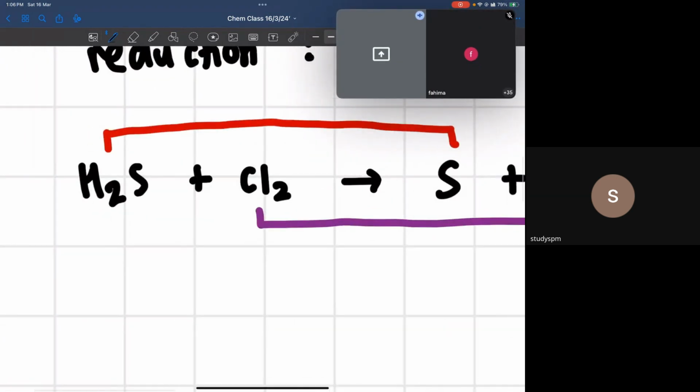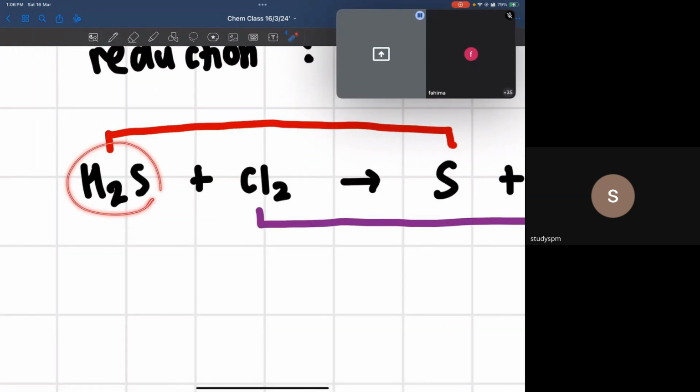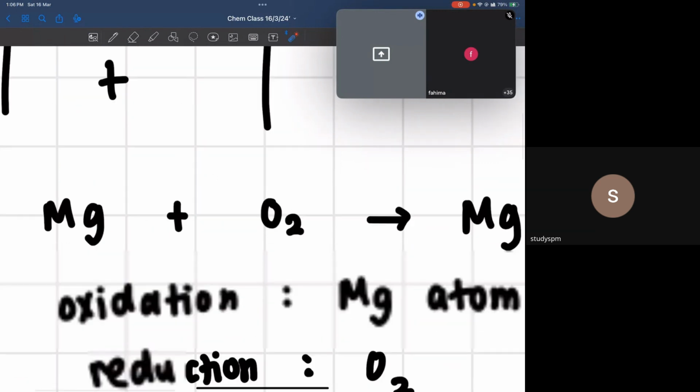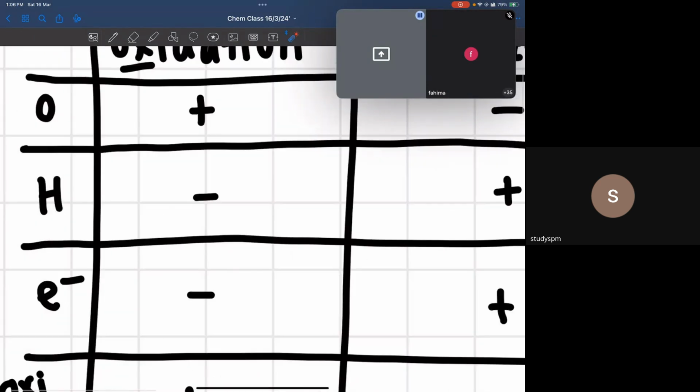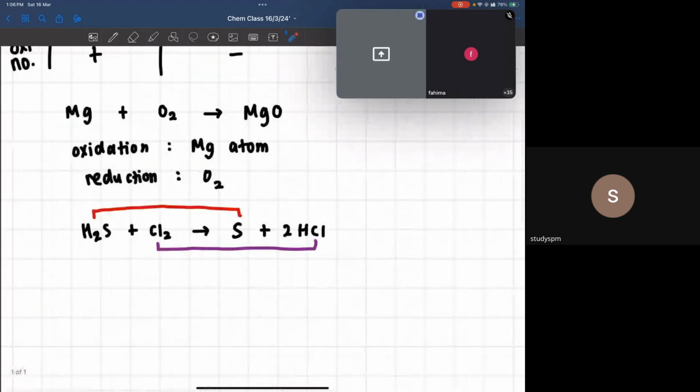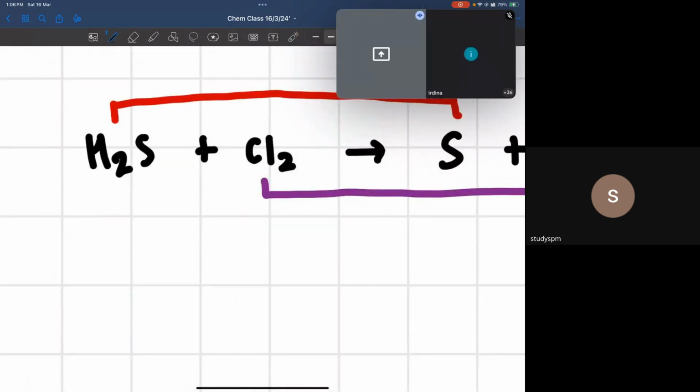Okay, let's try to compare. This one has 2 hydrogen, this one only has 1 sulfur. Okay, the hydrogen is gone already, right? So if loss of hydrogen is oxidation, as we can see here, we can say that this substance undergoes oxidation.